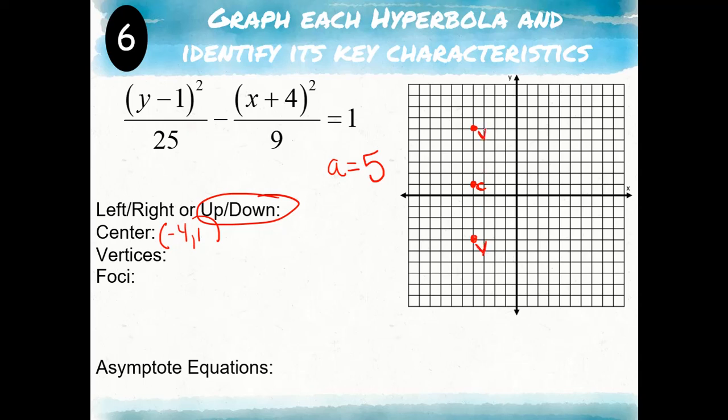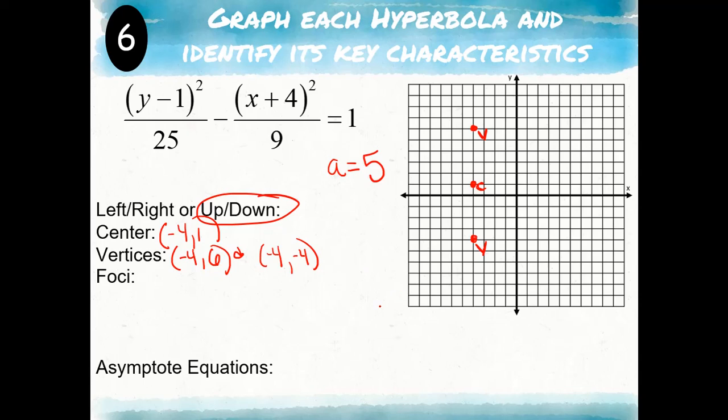I'm going to label them. And let's find those ordered pairs. So that would be 1, 2, 3, 4, 5, 6. So -4, comma 6 and -4, comma 1, 2, 3. -4, -4, -4 for those vertices. Let's find our asymptotes next.